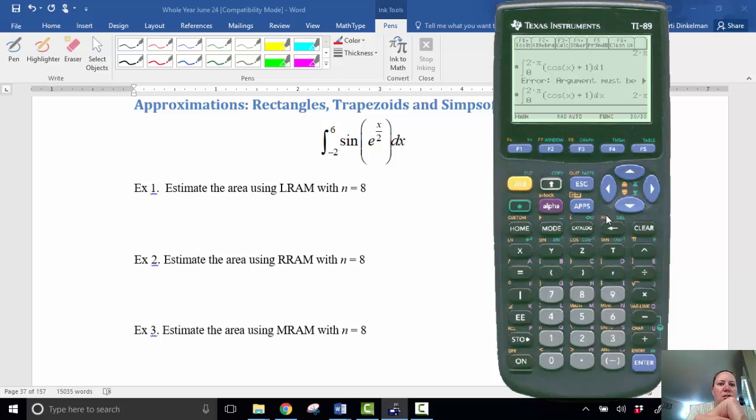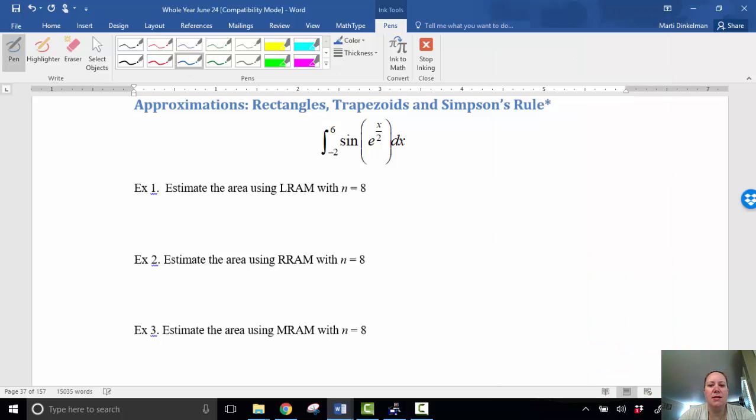So that's in there, and then we can go back to the home screen and we can use that. What I like to do on these is to think about all of these with n as 8, and I like to go ahead and just write out what my intervals are. So -2 to 6, that's a span of 8, and so when we divide that into 8 rectangles or trapezoids or whatever we're going to use, the width of each of those, or if it's a trapezoid, technically that height, is all going to be a 1.